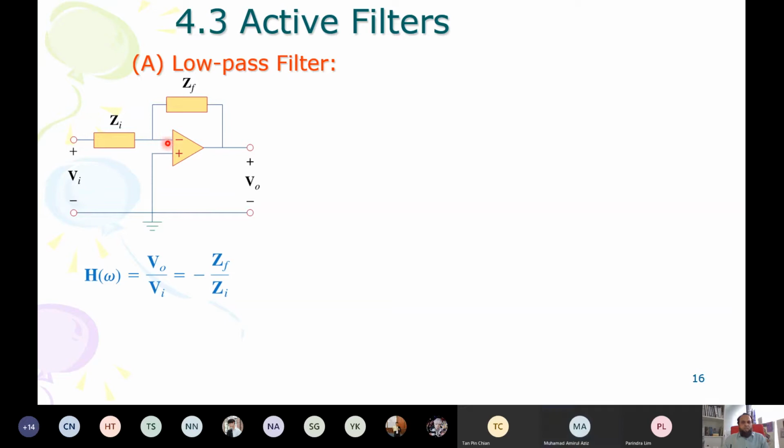What is the current going in this branch, or this branch? V1, I1. No, the current going inside here and inside here. Okay. There is no current going in this branch or this branch. So everyone, guys, the voltages at both terminals of an op amp are the same, not necessarily 0, same.